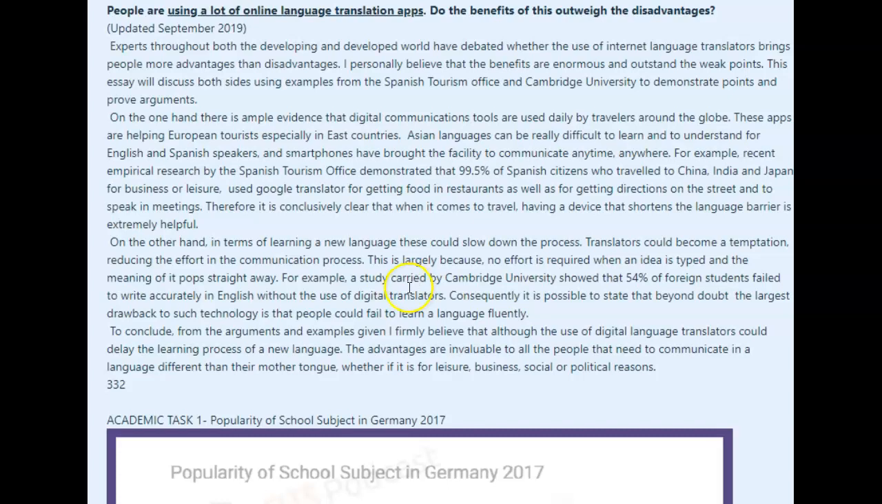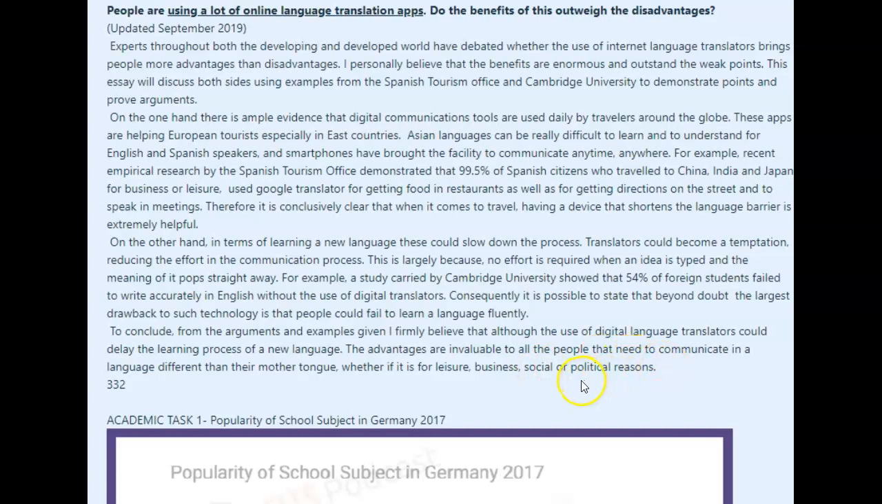Consequently, it is possible to state that beyond doubt, the largest drawback to such technology is that people could fail to learn a language fluently. Okay, good. All right, we'll look at it a little more in depth in a minute. To conclude from the arguments and examples given, I firmly believe that although the use of digital language translators could delay the learning process of a new language, all right, here you need a comma. The advantages are invaluable to all the people that need to communicate in a language different than their mother tongue, whether it is for leisure, business, or social or political reasons.